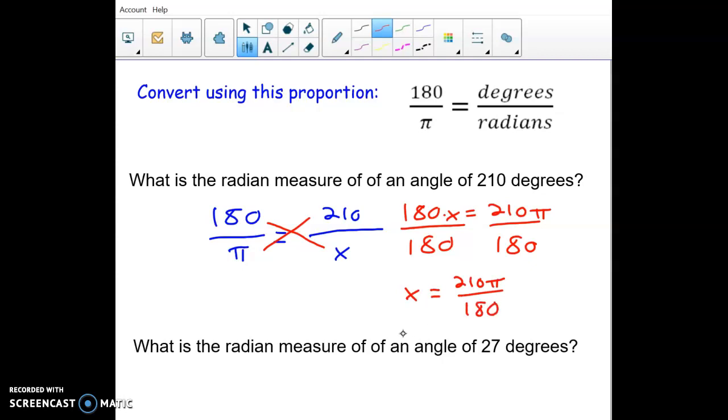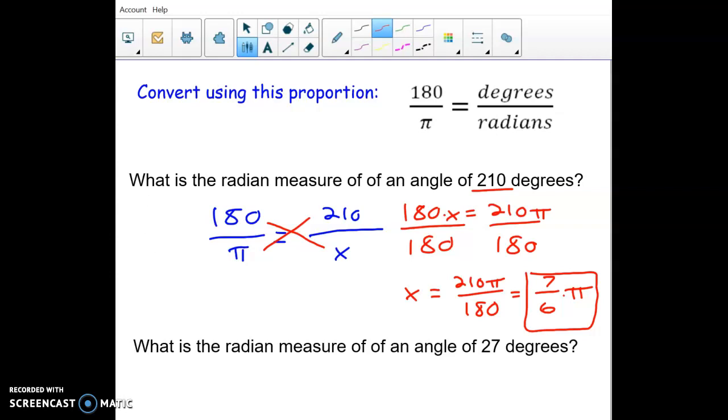And usually radians are given in terms of pi. So instead of doing the decimal value on your calculator, all we're going to do is reduce this fraction. We're going to keep the pi in our answer and then just reduce 210 over 180. I think those are both divisible by 30. I think that would give us 7/6. Okay, so this basically reduces to 7/6 pi. So 210 degrees in radians is 7/6 times pi radians.